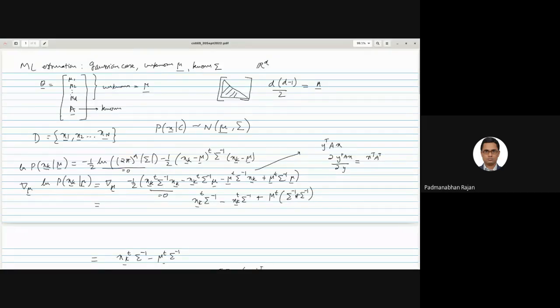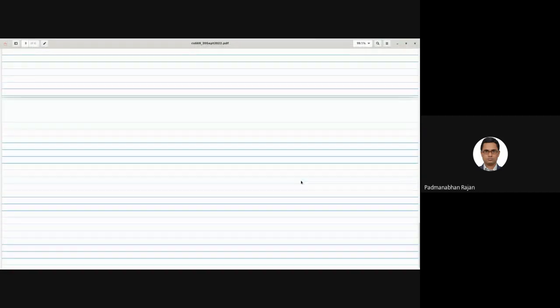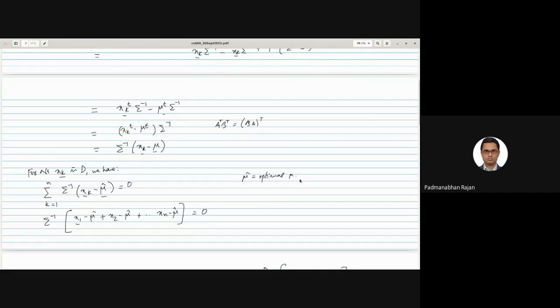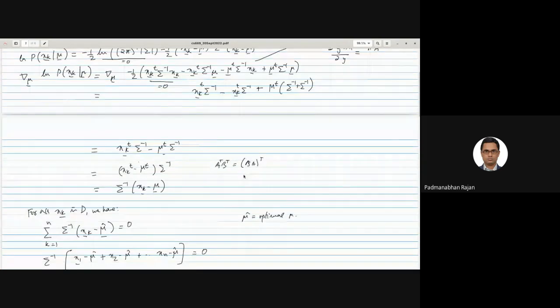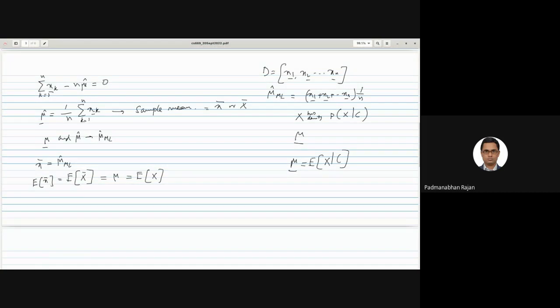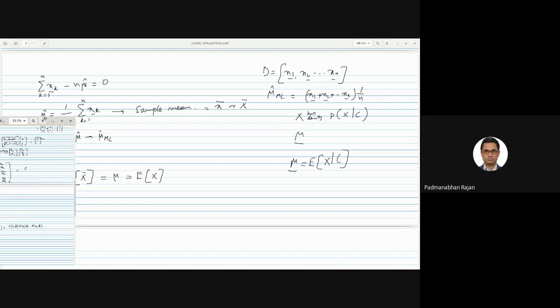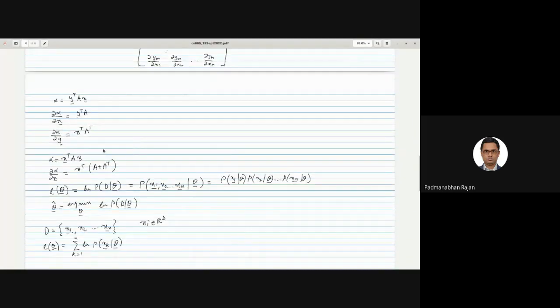So if you see the previous notes, I have written something here also. Matrix derivative, we use it here. I used it somewhere. No, it's not here. In a different lecture. Okay.